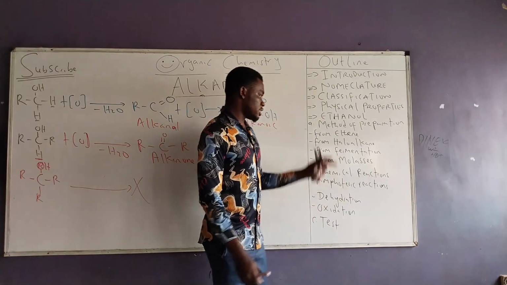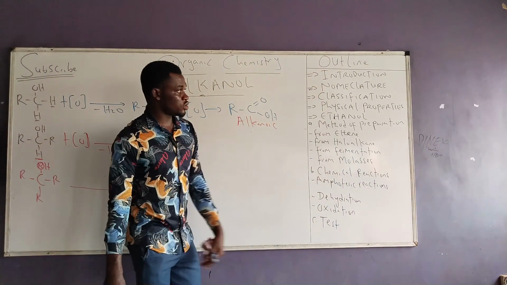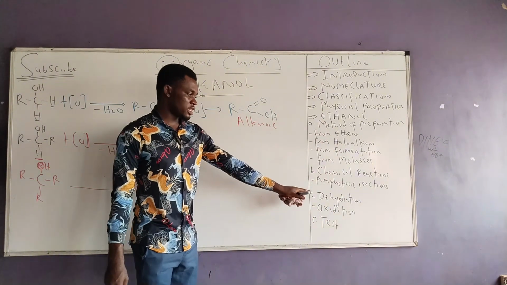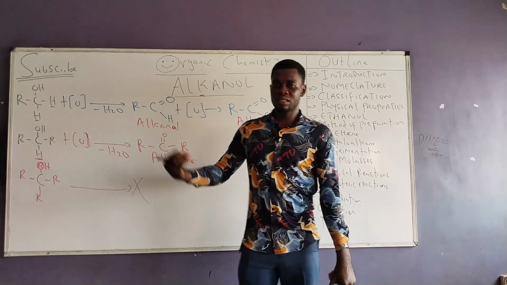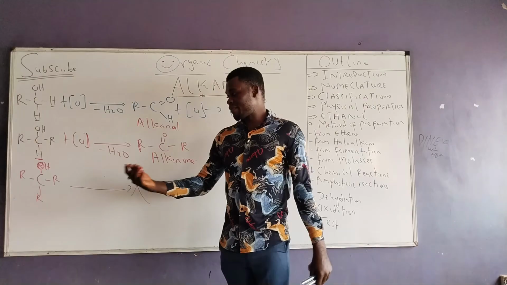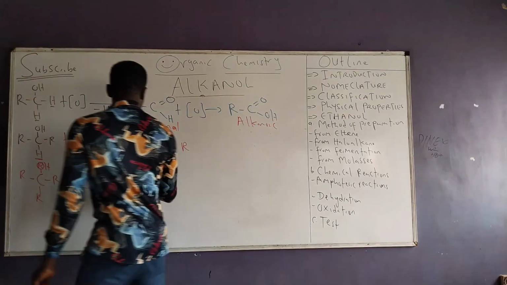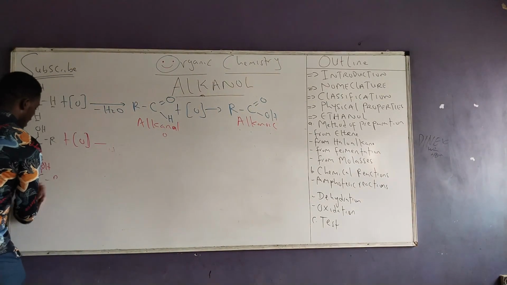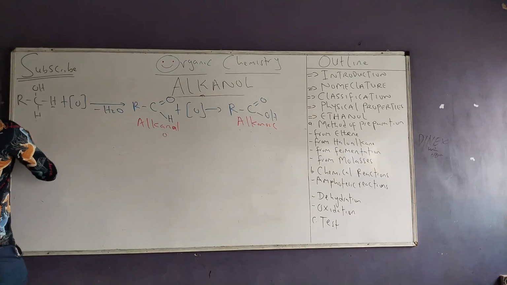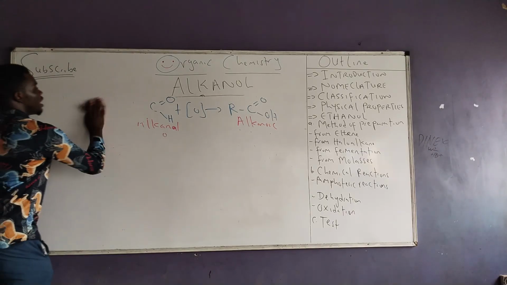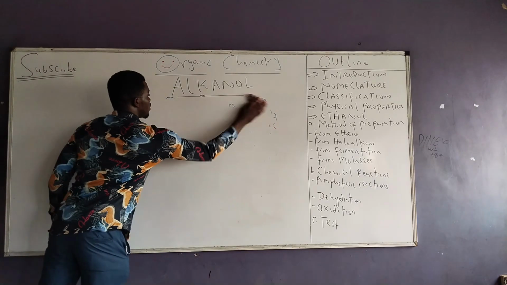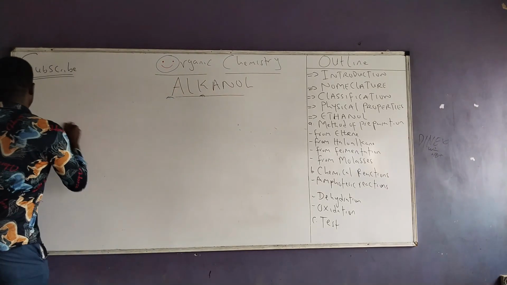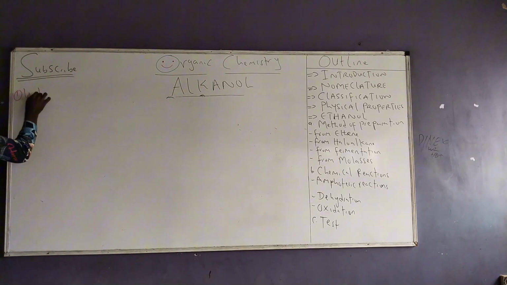Now the last thing we're left with, we talked about the introduction, nomenclature, and so on. The next thing we are left with is the test for alkanols. So how can we test for alkanols? Now there are several tests we can use to identify alkanols. What are these tests? The first test is reaction with metals.